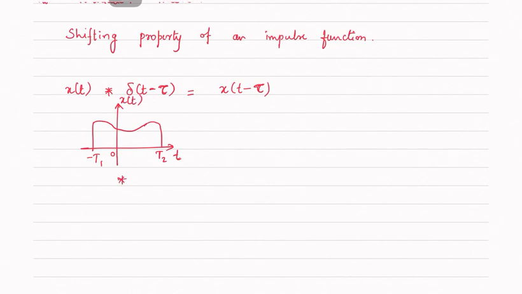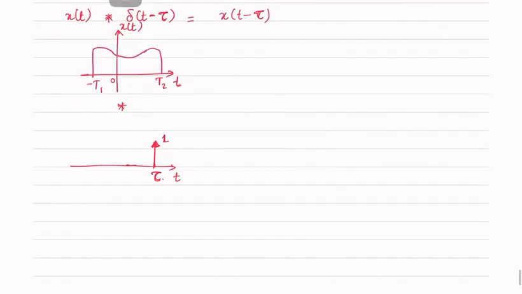how does delta t minus tau look like? Delta t minus tau is an impulse which exists when the term inside the bracket is 0, that is at t equal to tau. The strength of the impulse is 1, so this is the impulse. Now the result of this convolution is nothing but this. I have the time axis, so whatever is at 0 will now get shifted to the time tau. So I have x of t minus tau, and if you plot it, you will get the same shape.